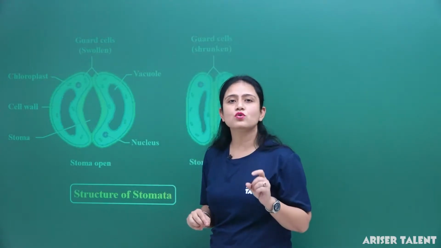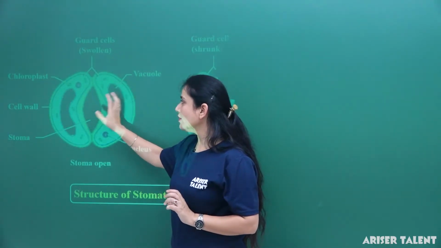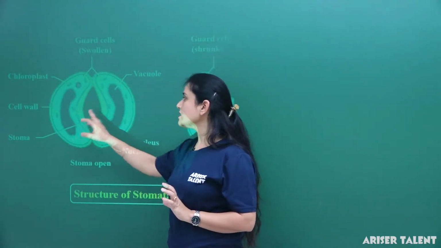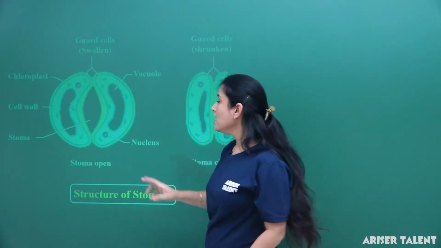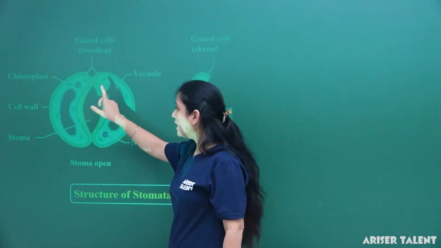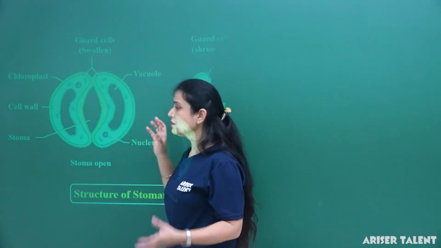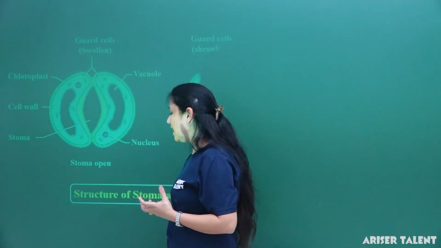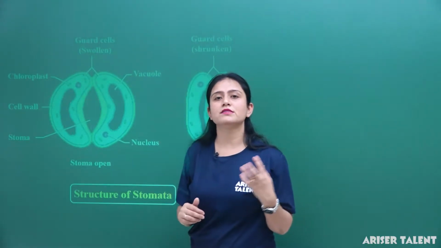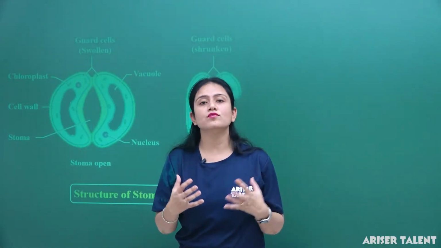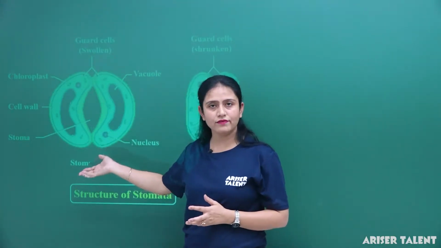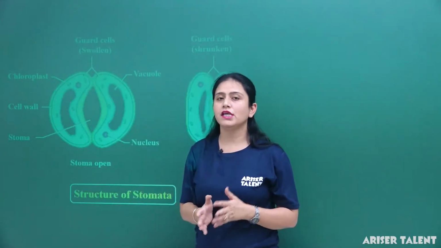This stoma, here we can see, is covered by guard cells. These guard cells are kidney shaped. A pair of guard cells is surrounding this stoma, and they help in the process of transpiration. Now, what is transpiration? Transpiration means loss of water from the body. So what is the body here? The body is the leaf, because stomata are present in the leaf only.